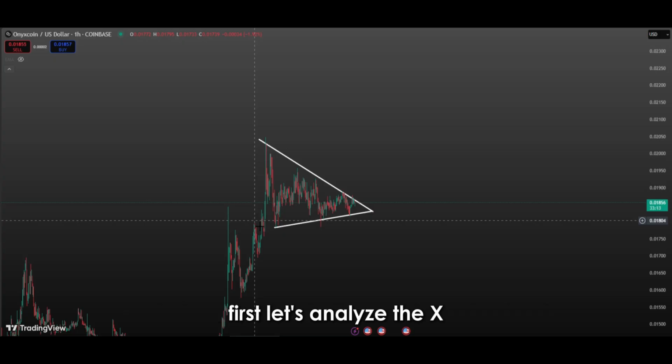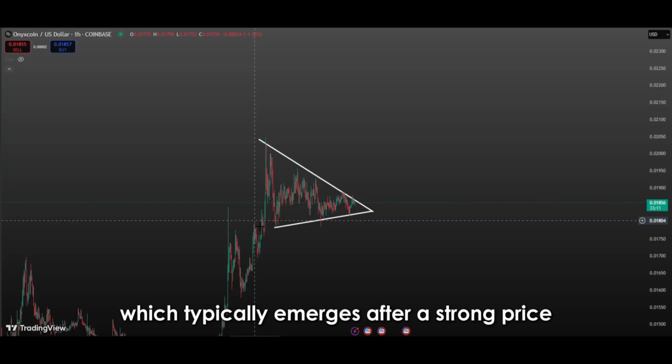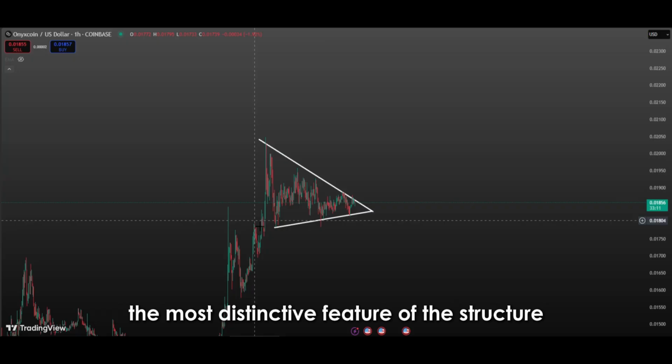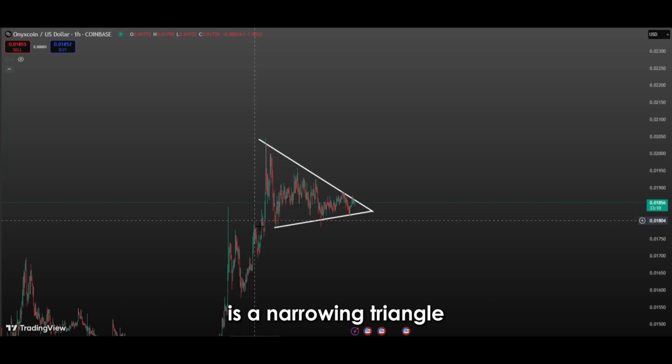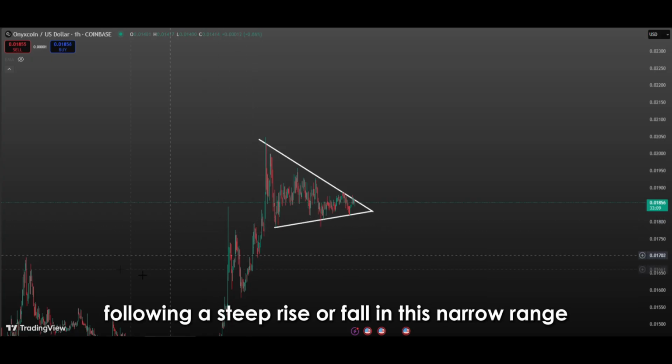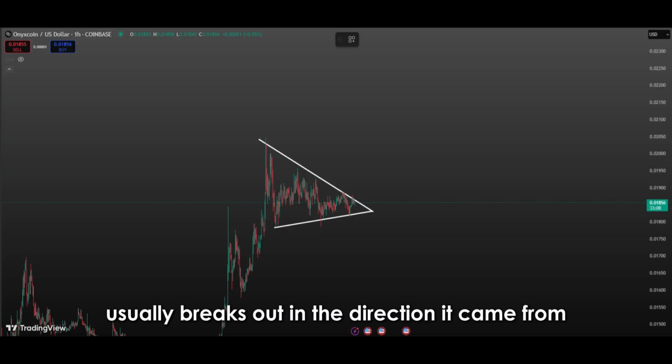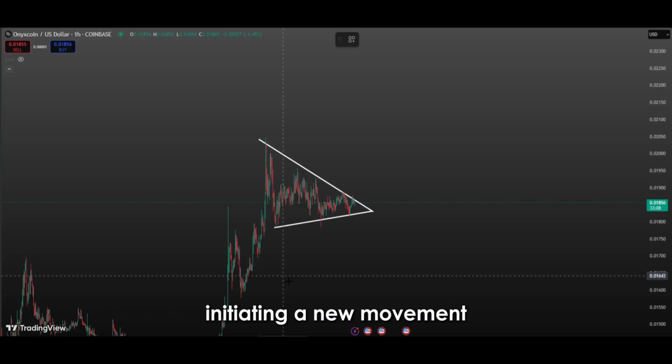First, let's analyze the XEN. One of the technical structures that stands out on the chart is the flag pattern, which typically emerges after a strong price movement and is characterized by a short consolidation phase. The most distinctive feature of this structure is a narrowing triangle or parallel channel appearance following a steep rise or fall. In this narrow range, the price briefly pauses, gathering energy, and then usually breaks out in the direction it came from, initiating a new movement.